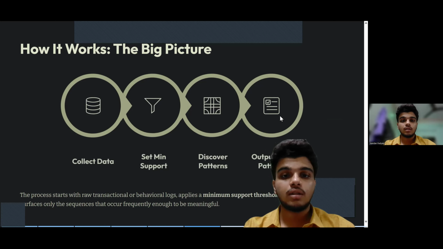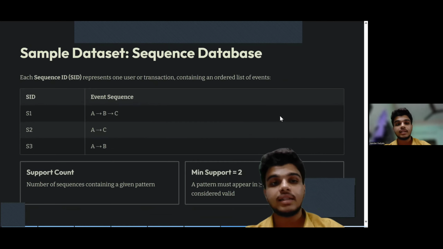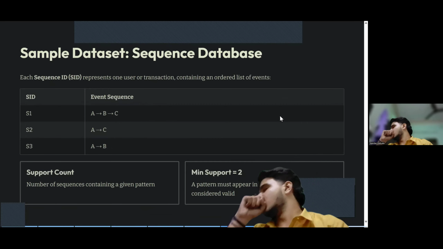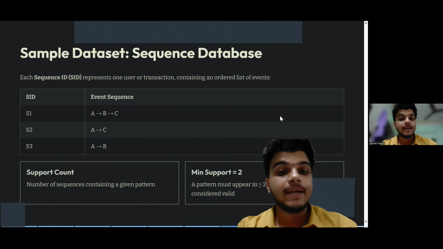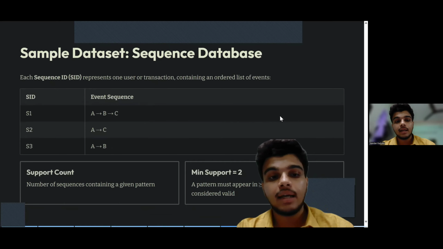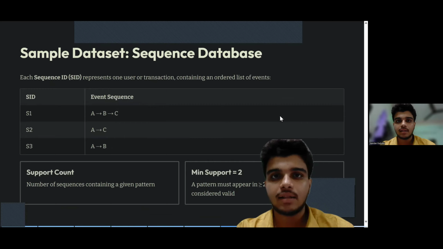So this is how the sequential pattern mining works. Coming to the next slide. To understand this better, let's look at a simple data set. We have three sequences here: A to B, B to C, and the second sequence is A to C, and the third sequence is A to B. Each sequence represents a series of events or actions.